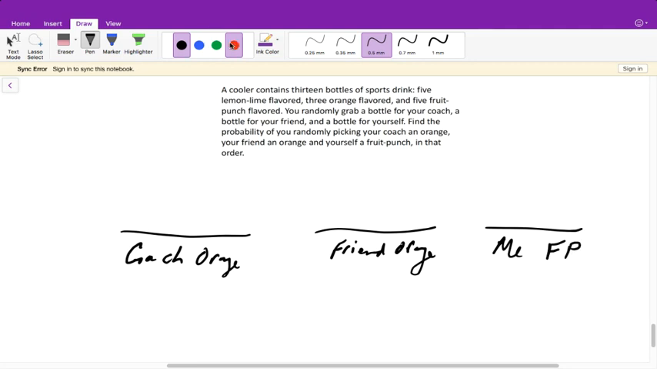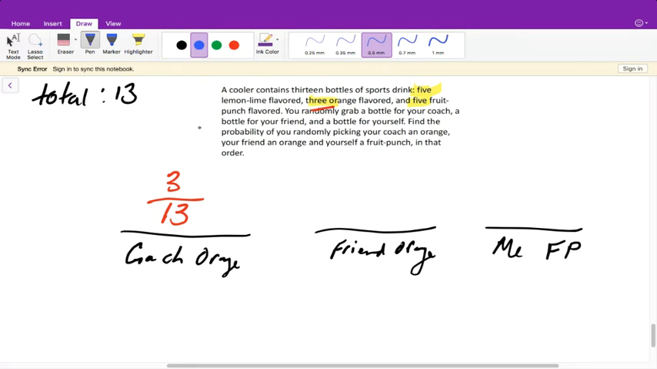So before I go ahead and do anything, I need to figure out how many total drinks I have in this cooler. So I have 5 lemon lime, 3 orange, and 5 fruit punch. So I have a total of 13. Right? So that means when I go to pick this first one, this orange, I have 13 drinks I could possibly pick as I'm pulling them out. And the first one I want is an orange. Well, I have 3 oranges in there. So that means I have a 3 out of 13 chance of picking an orange.